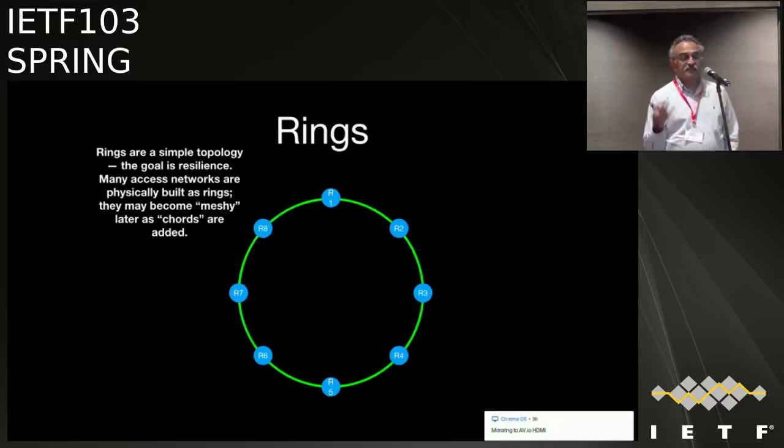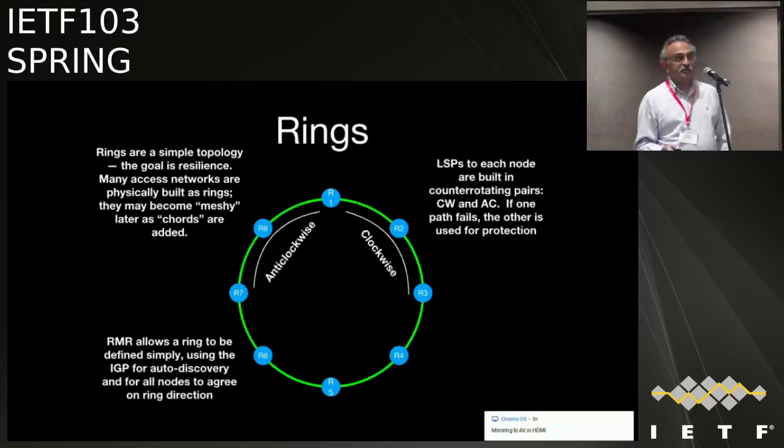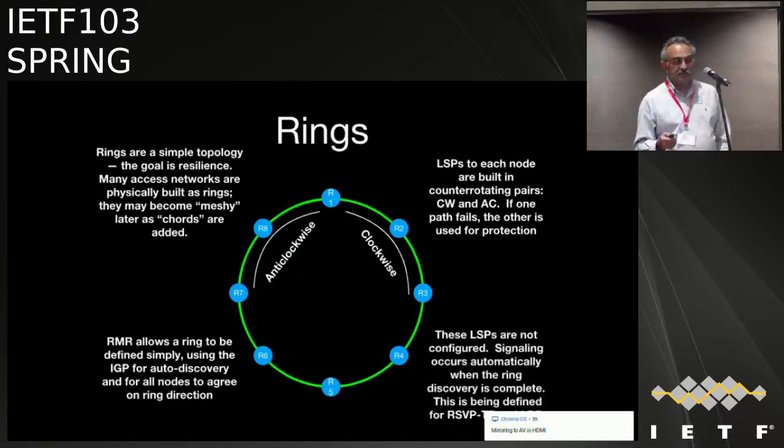So basically the LSPs are built as counter-rotating pairs. For those of you who know BLSR, it should sound familiar. And the goal is, again, not to configure LSPs and not to have to do a lot of work, especially if you're going to use this on lots and lots of access rings. So the way this works is you create LSP pairs: a clockwise pair and an anti-clockwise pair.